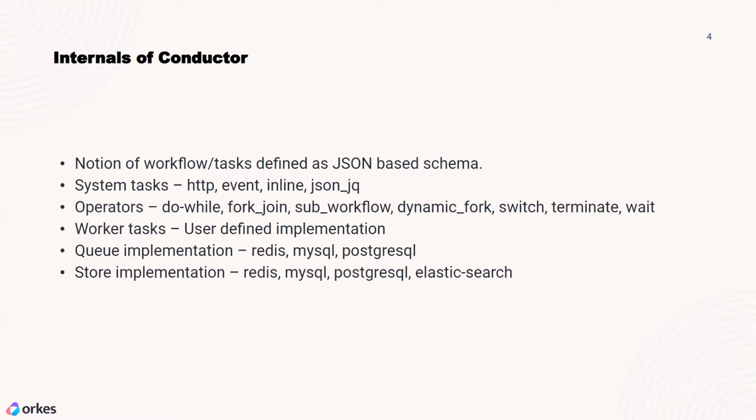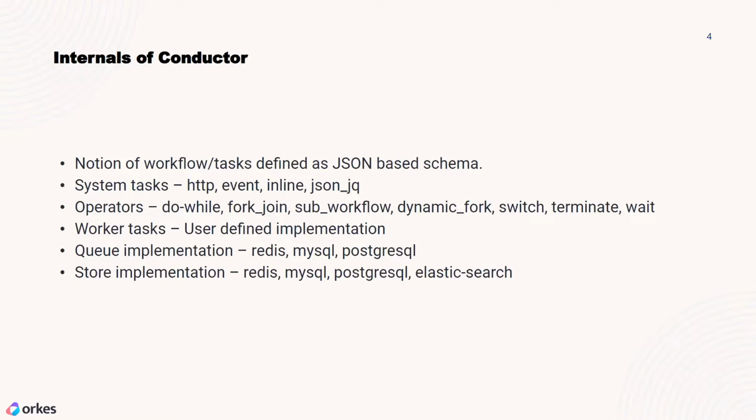The event task is like we are publishing an event to an external queuing system. Inline task is just to do some post processing on the resultant object or populating the input to the task. JSON JQ is again a transformation layer written to do some operations on the JSON schema. Conductor also supports the operators.